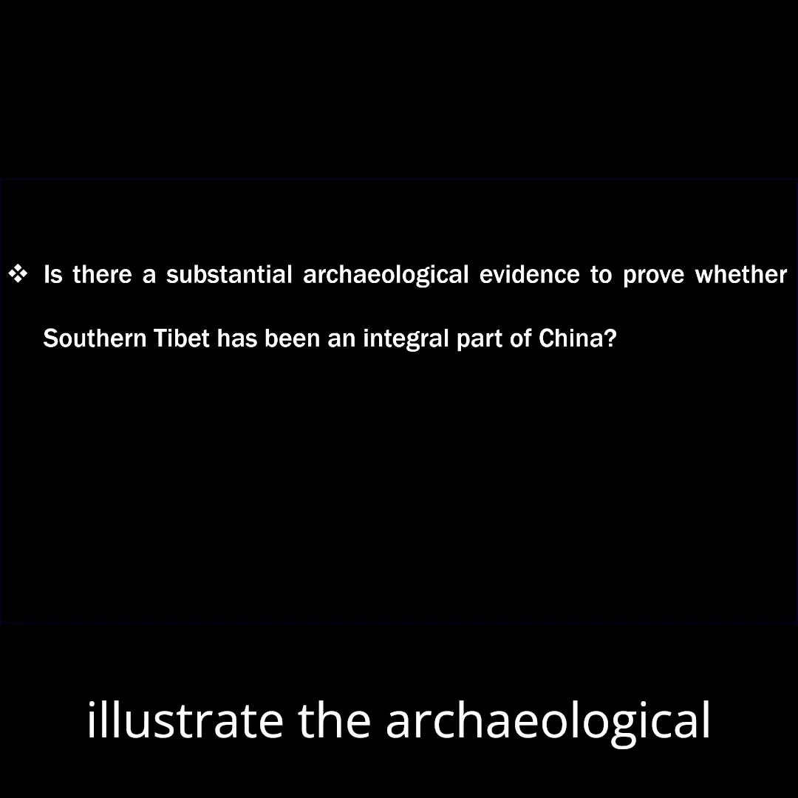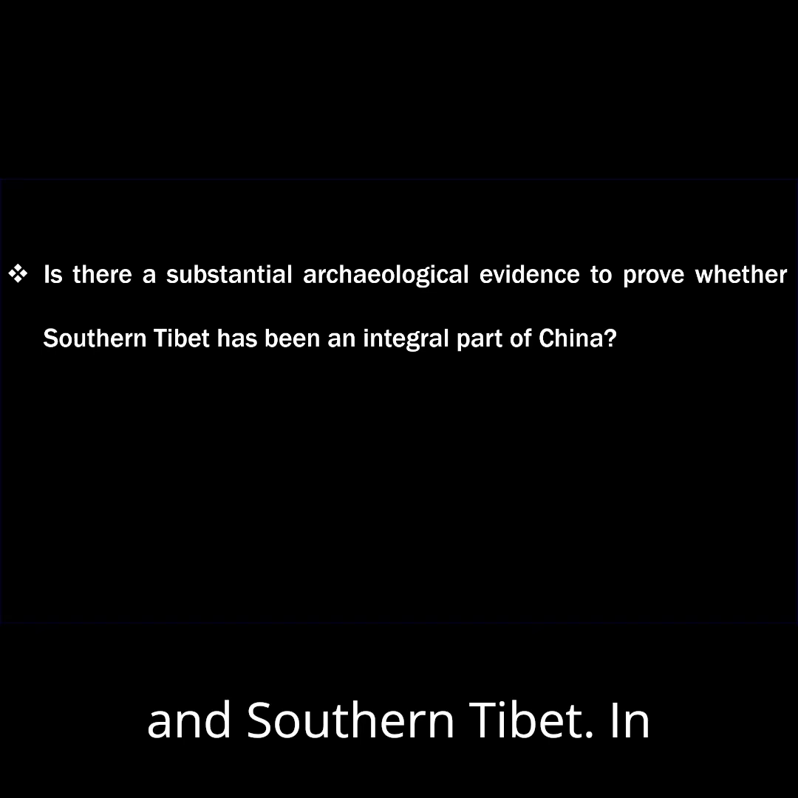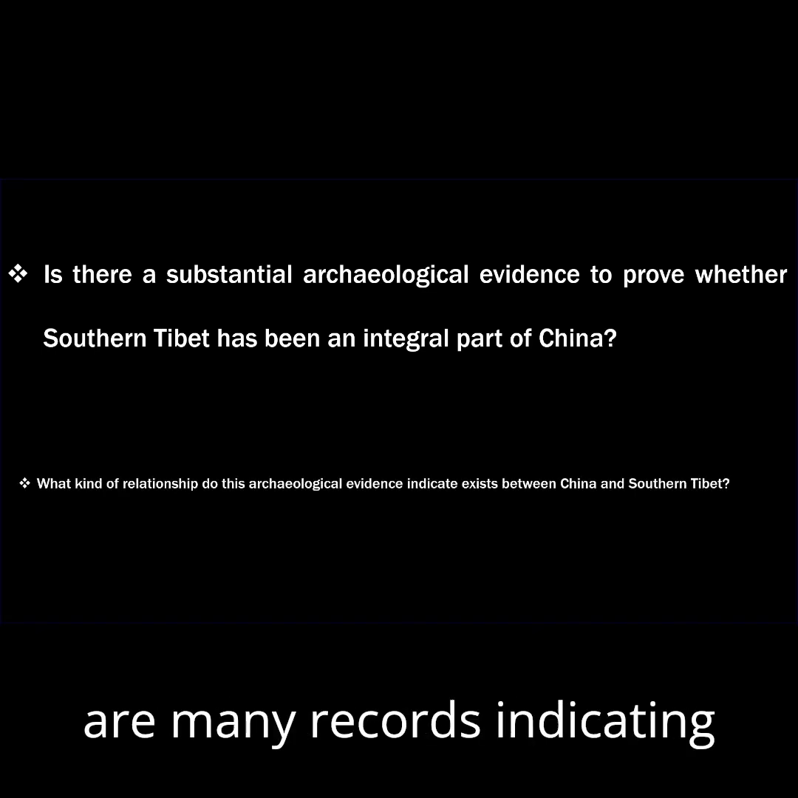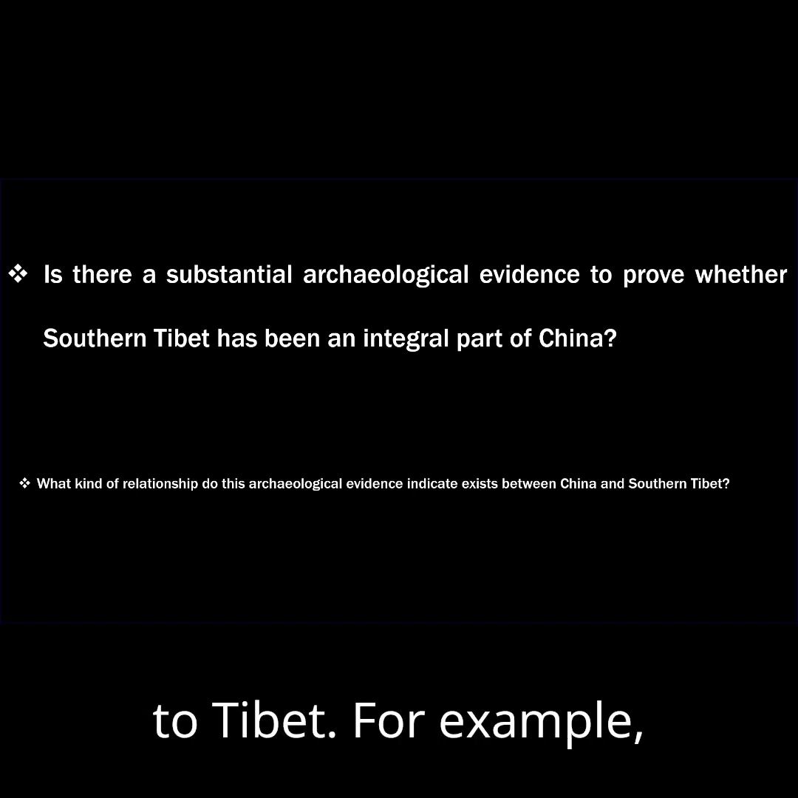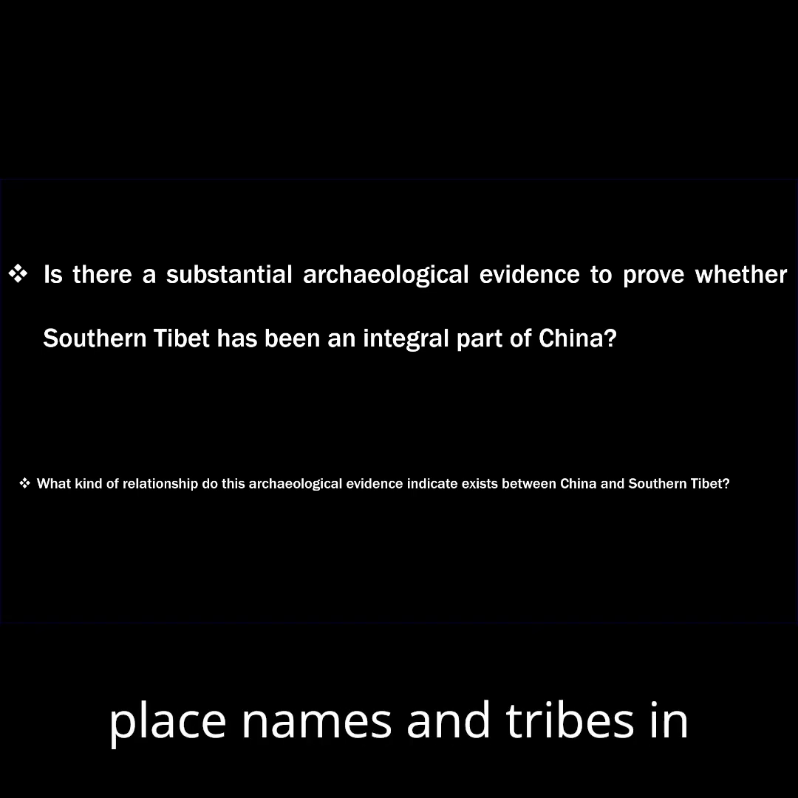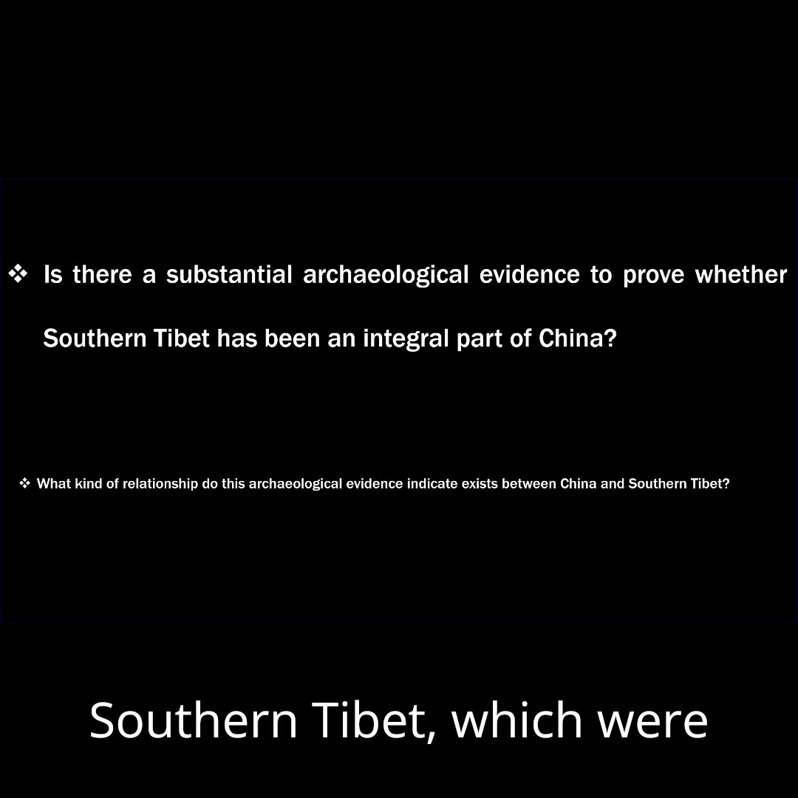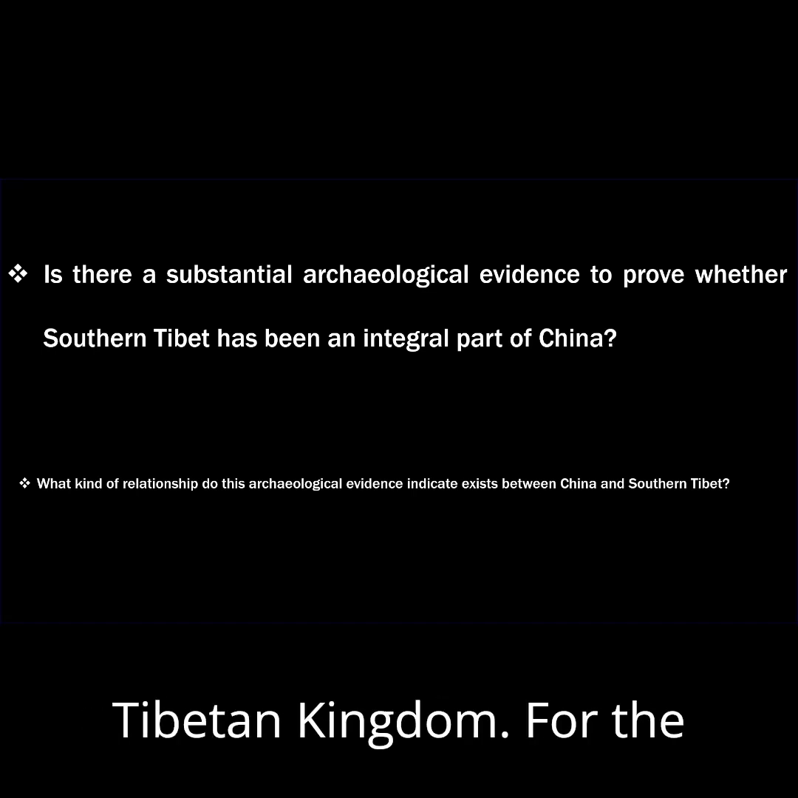In this episode, we will illustrate the archaeological evidence to establish the relationship between China and Southern Tibet. In ancient Chinese texts, there are many records indicating that Southern Tibet belongs to Tibet. For example, the records of the Western regions from the Tang Dynasty clearly document various place names and tribes in Southern Tibet, which were under the jurisdiction of Tibetan kingdom.